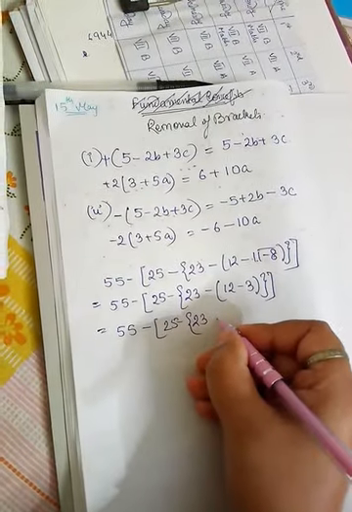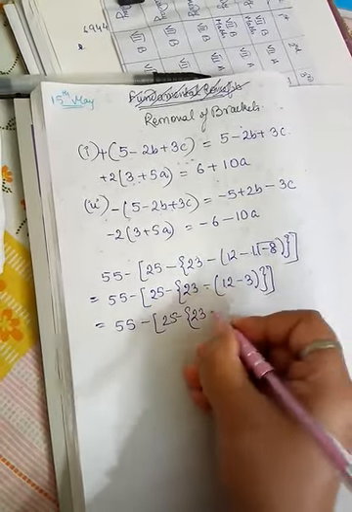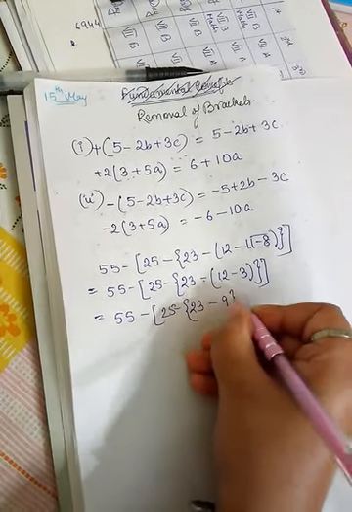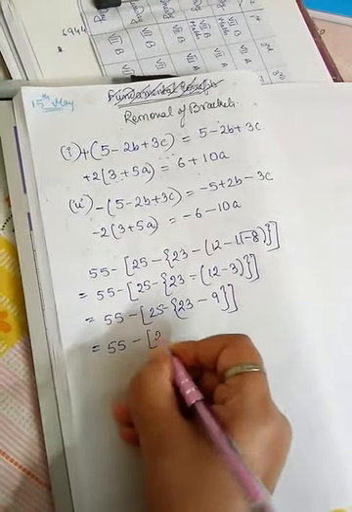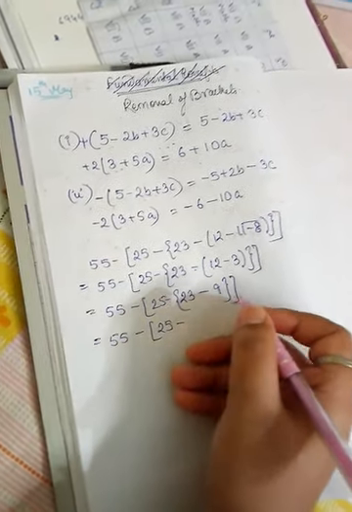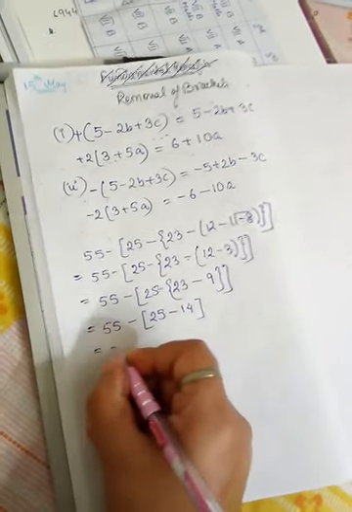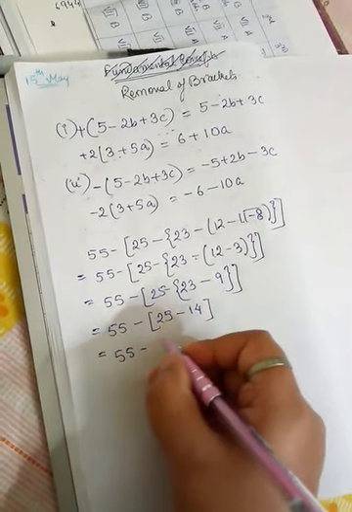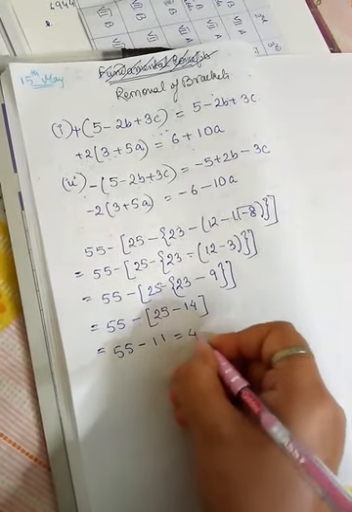Now there is a minus, so 12 minus 3 is plus 9, but there is a minus sign before it, so it will become minus 9. 55 minus 25 minus, so 23 minus 9 is 14, and again it is plus, so it will change from plus to minus 14. 55 minus 25 minus 14 is 11, and since there is a minus sign, it will remain as minus 11 and it will become 44.